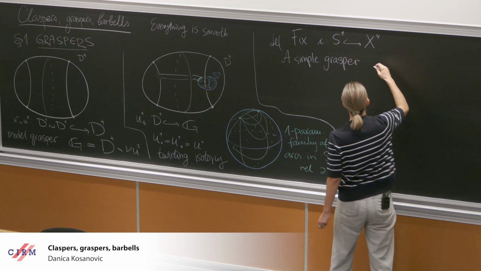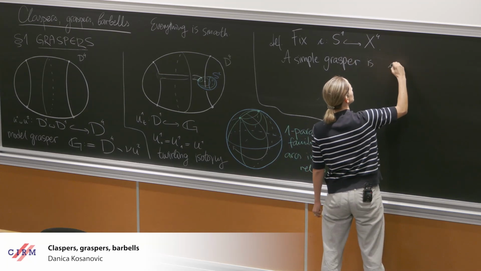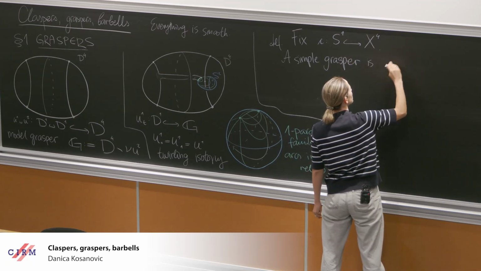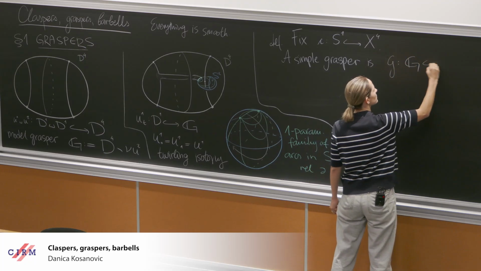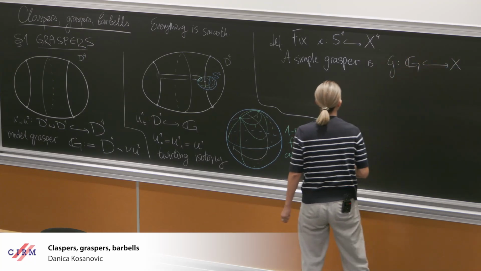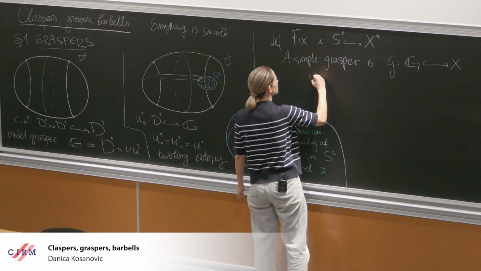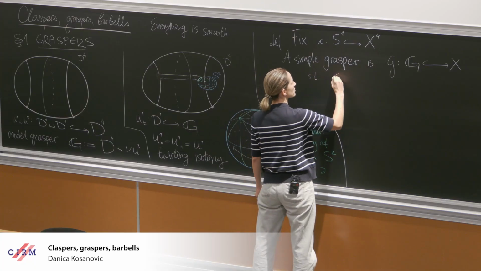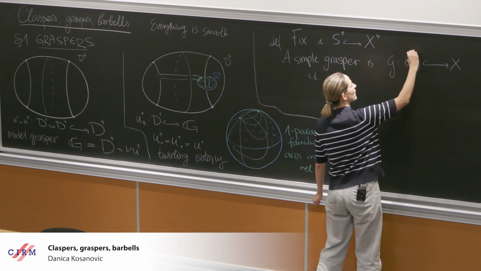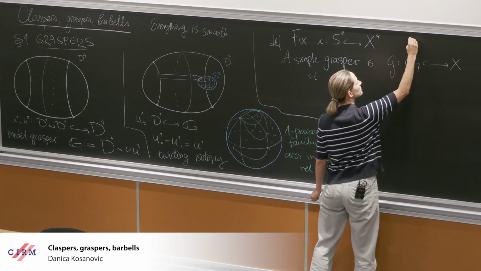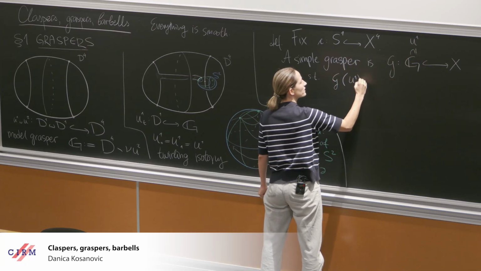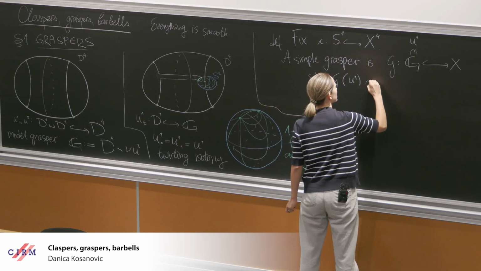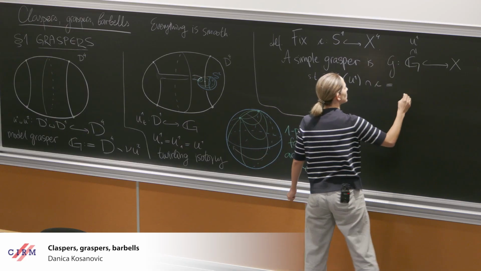Well, relative to C, is an embedding. I'll denote it just maybe curly G. It's an embedding of this model grasper into G, into X, such that it intersects. So inside of G, I have U1. So if I take G of U1, it intersects C in one arc.